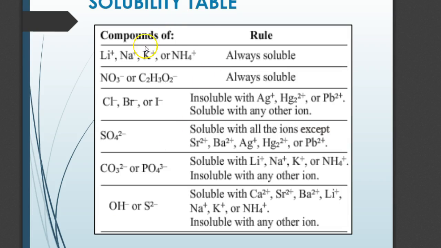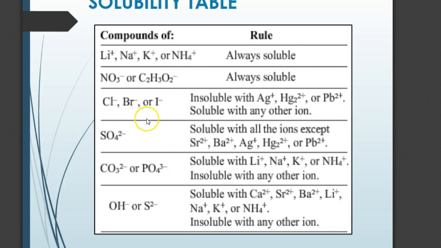Let's go there. So here are compounds. It tells you these compounds, if they have lithium, sodium, potassium, or ammonium, they're always soluble in water. Then these ones are always insoluble. NO3, C2H3O2, this is acetic acid. These are always soluble as well. So just the compounds, these are your cations. These ones are always soluble. And you have this polyatomic ion in here. And then you have these negative ions, NO3, and then the acetic acid, they're always soluble.